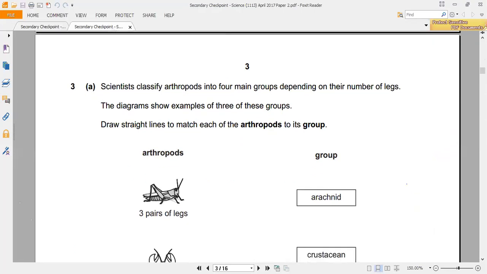Question number 2. Scientists classify arthropods into 4 main groups, depending on their numbers of legs. The diagram shows examples of 3 of these groups. Draw straight lines to match each of the arthropods to its group.